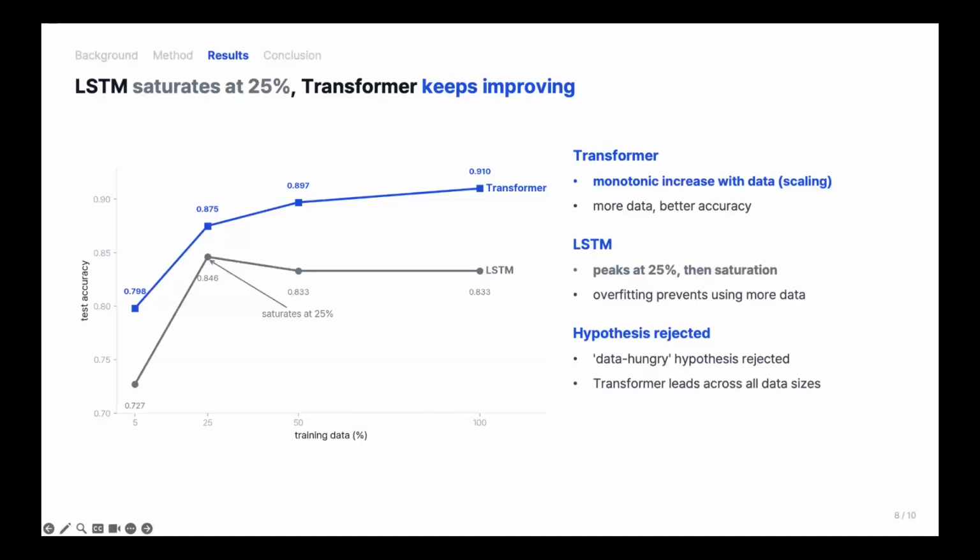Once the LSTM has enough data to lock onto its preferred tokens, more data does not help because the limit is its concentrated representation, not the amount of data. The transformer's distributed representation keeps absorbing new evidence, so it keeps scaling. And since it led even at 5%, I rejected my hypothesis that it is more data hungry.